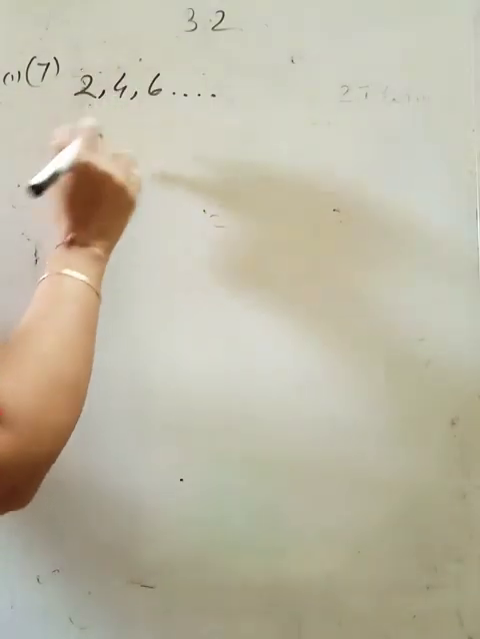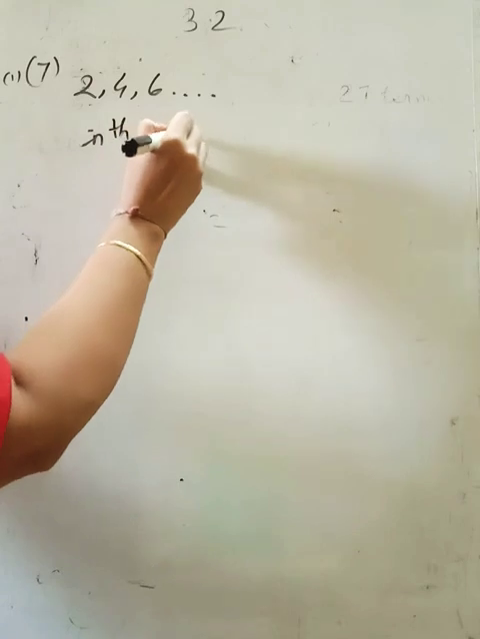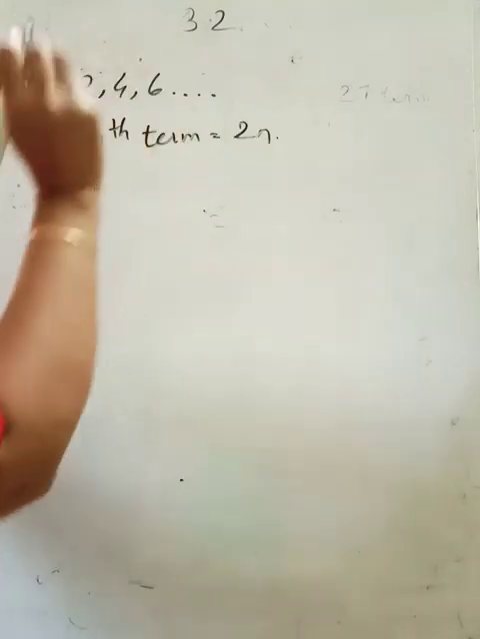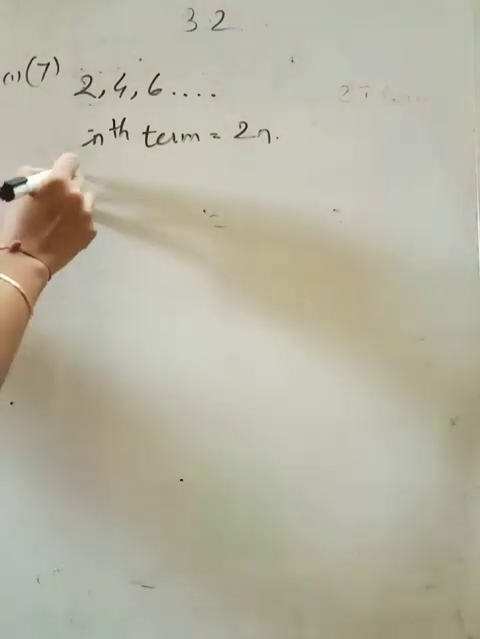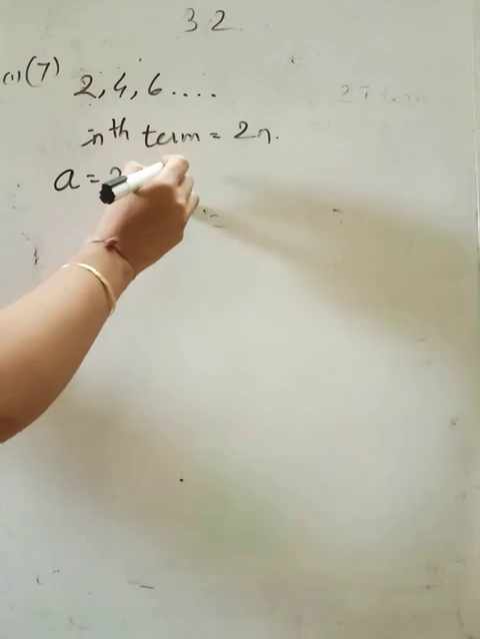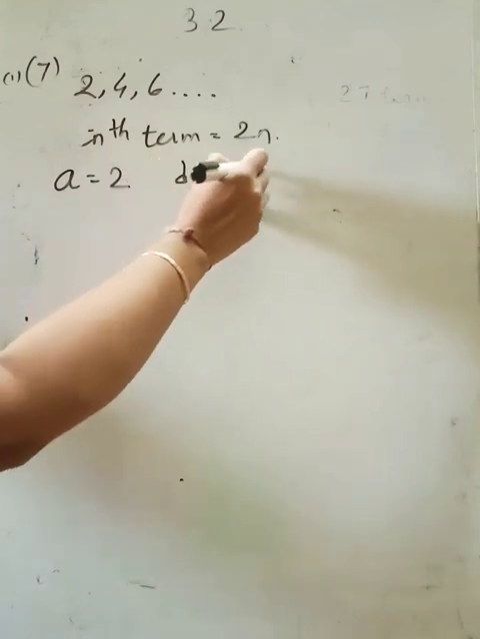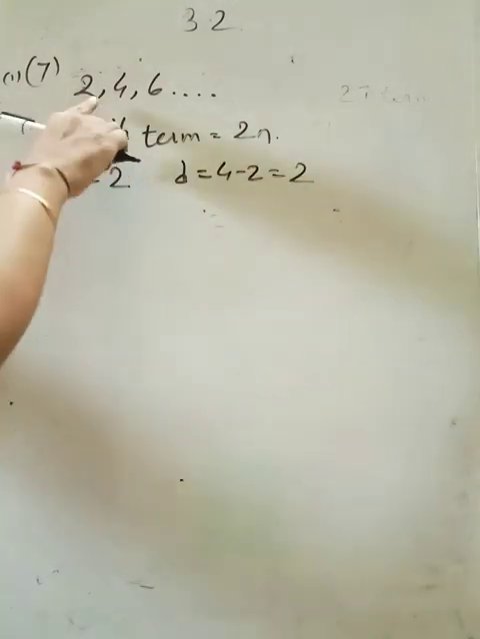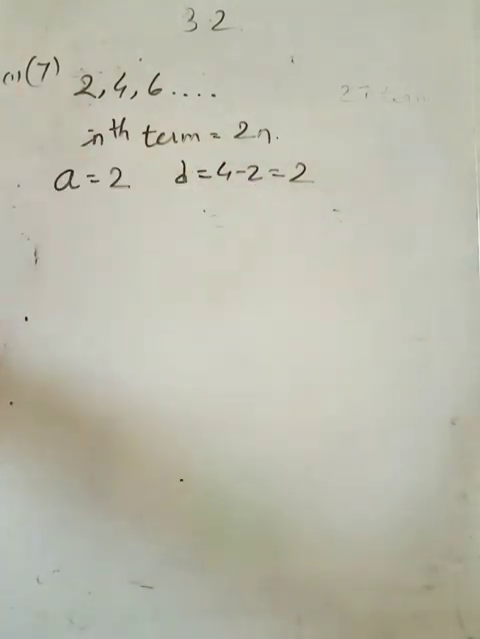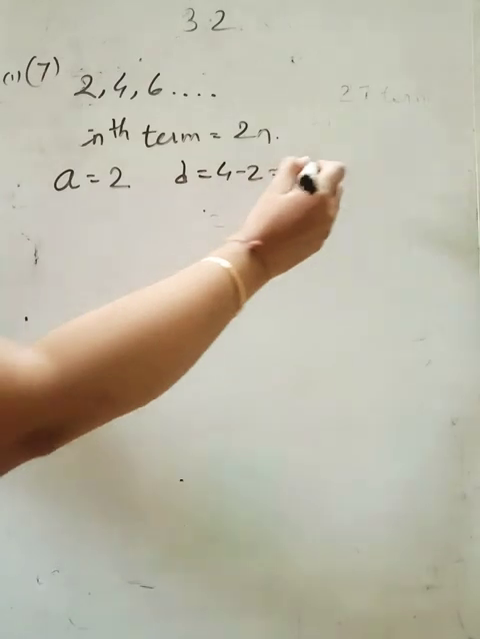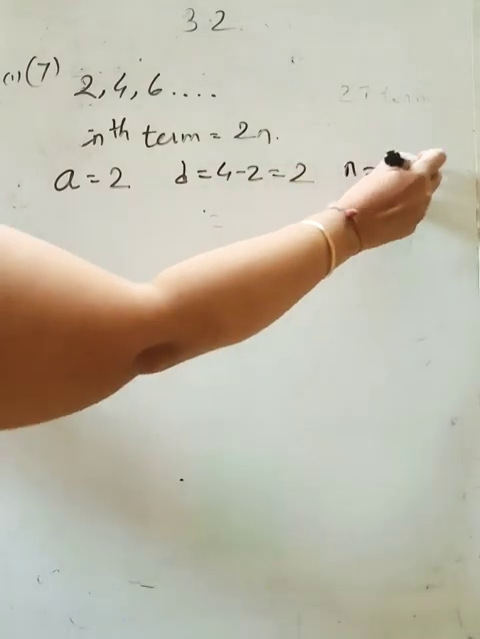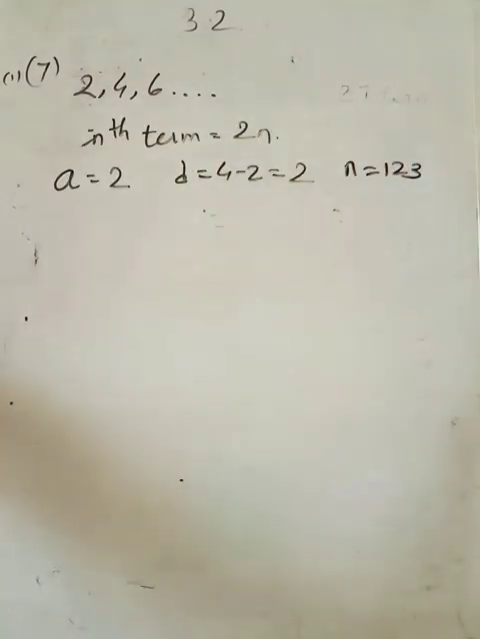So our nth term will be 2n, correct? And you have the first term a as 2 and the common difference as 4 minus 2, that is also 2. So the first term is 2 and the common difference is also 2. And you have n equal to 123. So that is what you are supposed to find out.